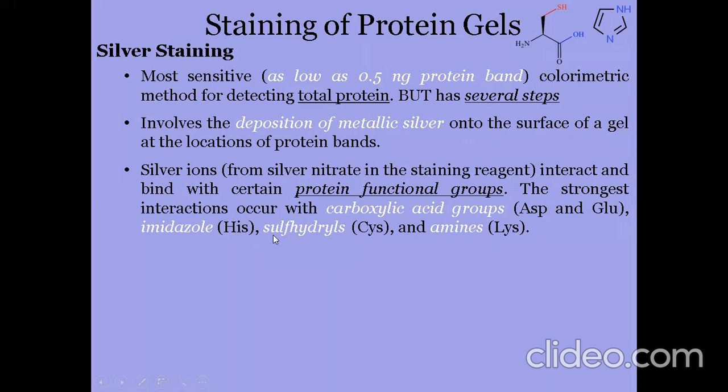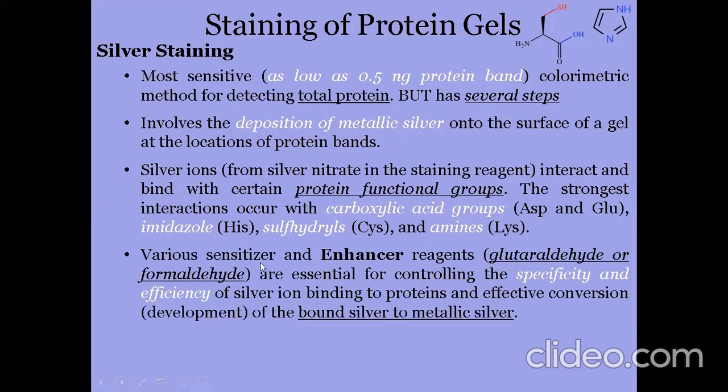And sulfhydryls. This is sulfhydryl, meaning the thiol group containing amino acid cysteine. And amines, like lysine. So these functional groups, the silver ions interact with and tightly bind to them, and as a result, we can get the silver stain.